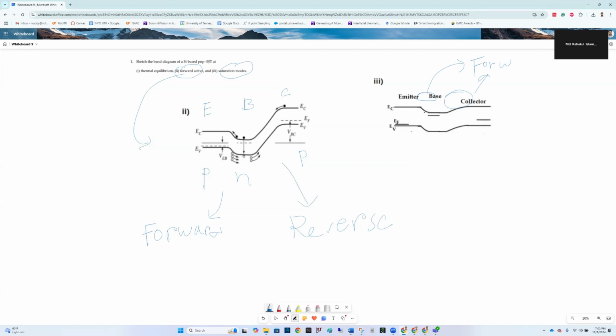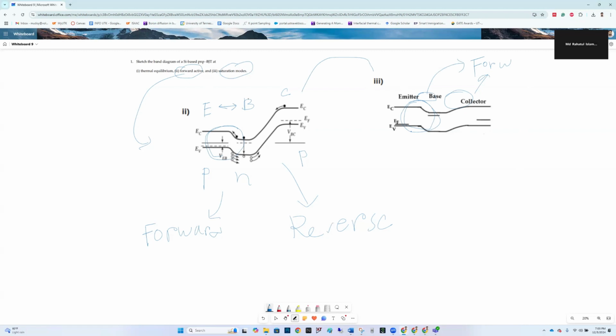And here, as you can see, in both junctions, as we have applied forward bias, the potential barrier is reduced. The difference between EC at base and collector is reduced, and also the difference between EC in emitter and base is reduced compared to the thermal equilibrium. So what is the difference between these two actually? The difference is that the EB junctions are exactly the same in these two cases. Both are forward bias, right? So that's why you can see that this portion and this portion are almost the same. And what is the difference? The difference is in the BC junction, right?